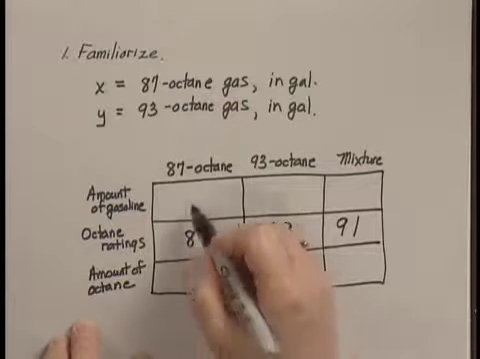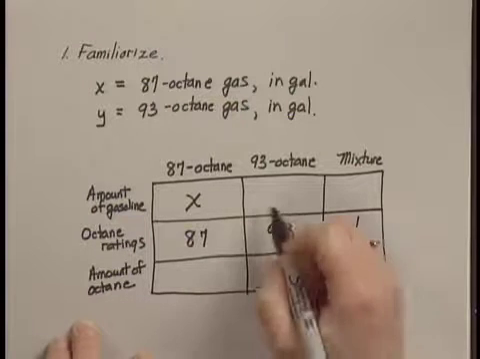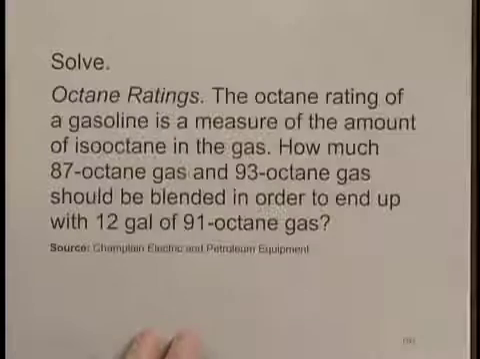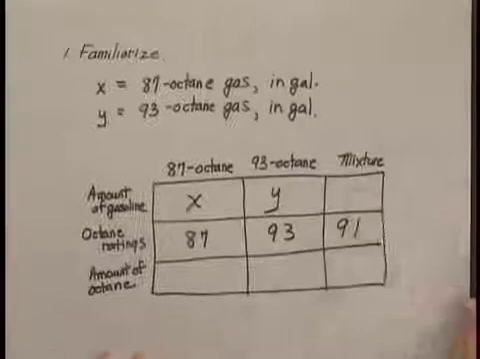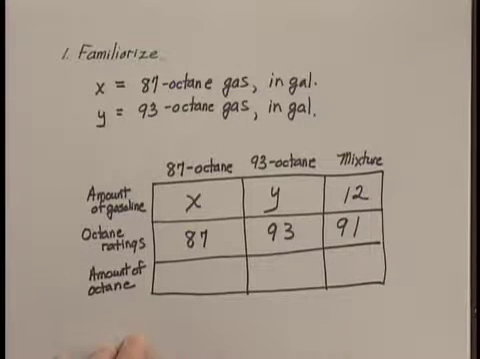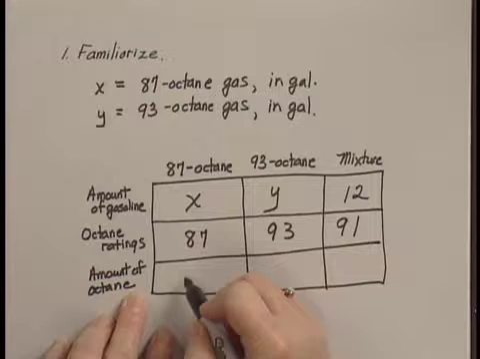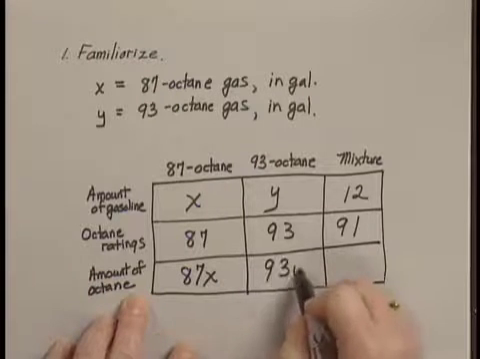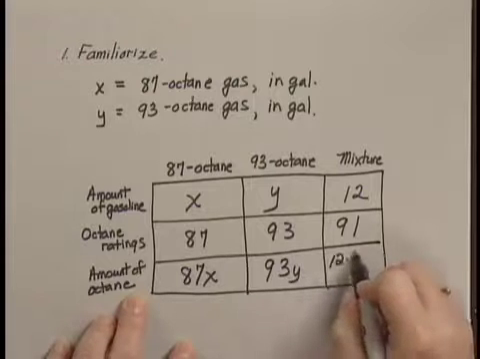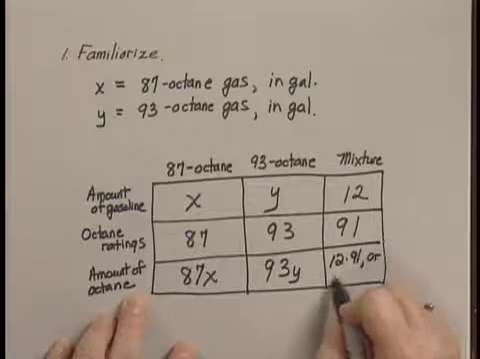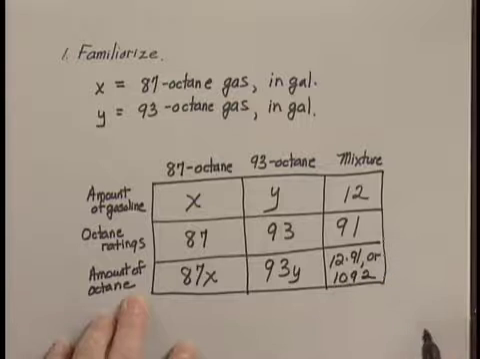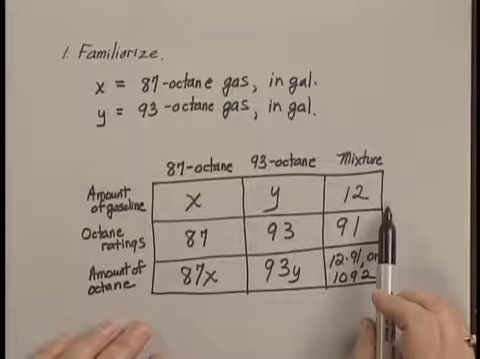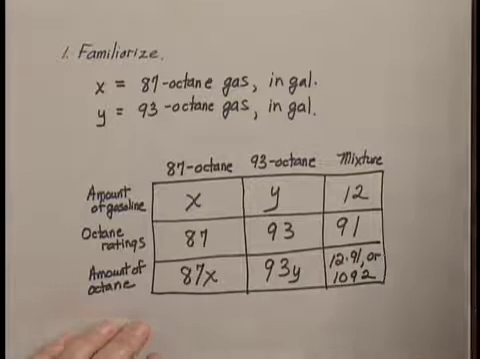The amount of gasoline, I have x gallons of 87 octane, y gallons of 93 octane, and I'm told I need 12 gallons of 91 octane. Now we multiply these: 87x, 93y, and 12 times 91, which is 1,092. And we're going to get our two equations from the top row and the bottom row of the table.